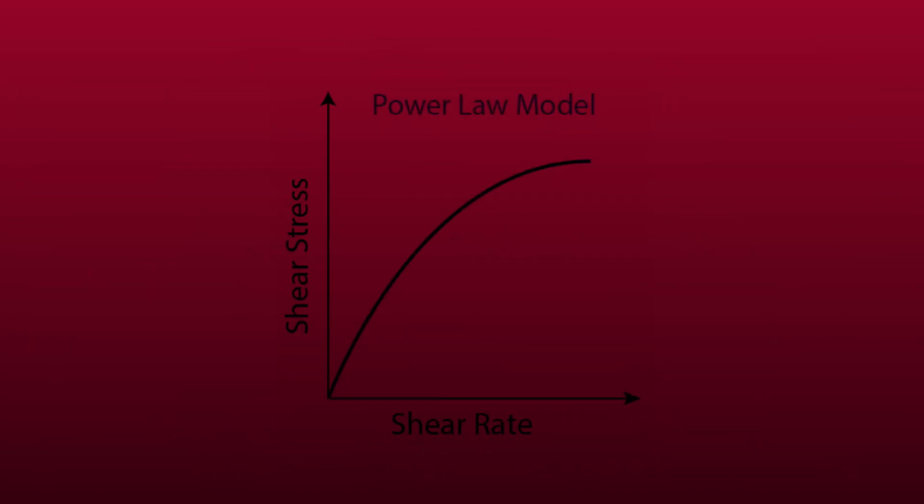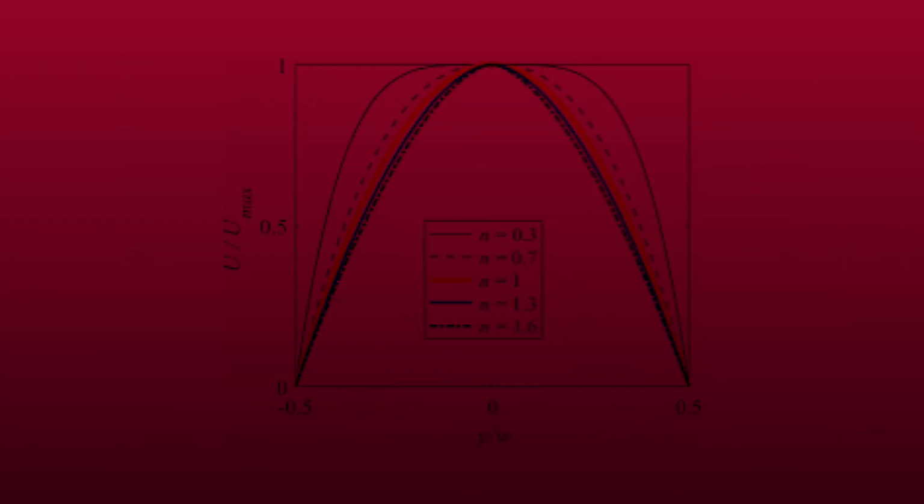Another important model is the power law model. Unlike the Bingham model, it doesn't assume a yield stress. Instead, it describes a nonlinear relationship between shear stress and shear rate. The key parameter here is the flow behavior index. If the index is less than 1, the fluid is shear thinning, meaning its viscosity decreases as shear rate increases. This is advantageous in drilling because the fluid becomes easier to pump at higher shear rates while remaining viscous enough at low shear rates to suspend cuttings.